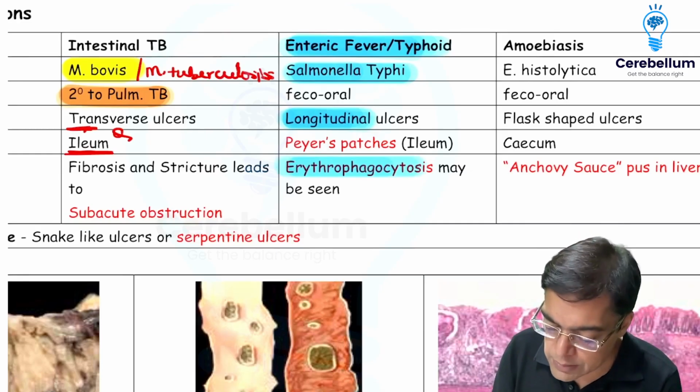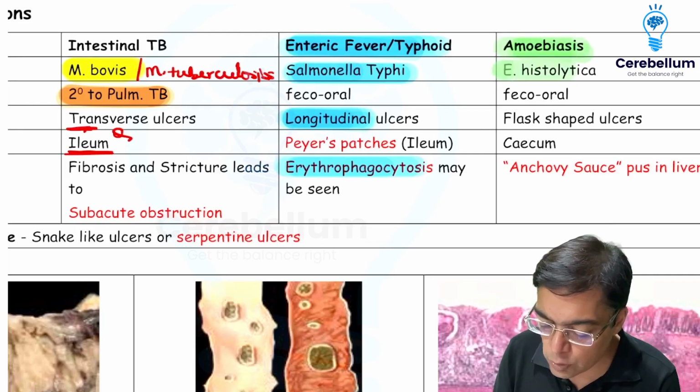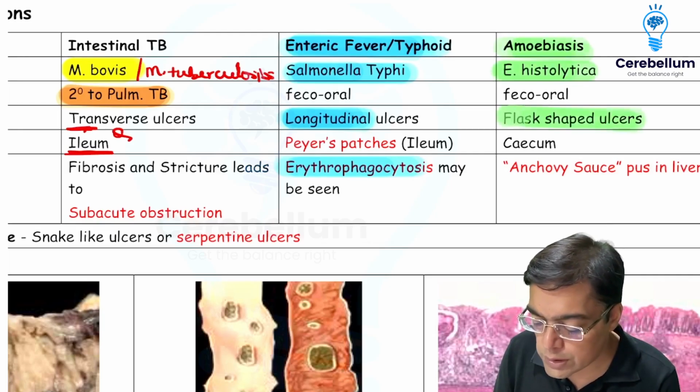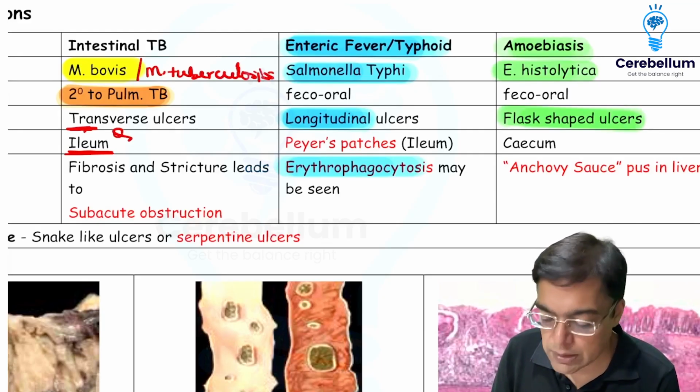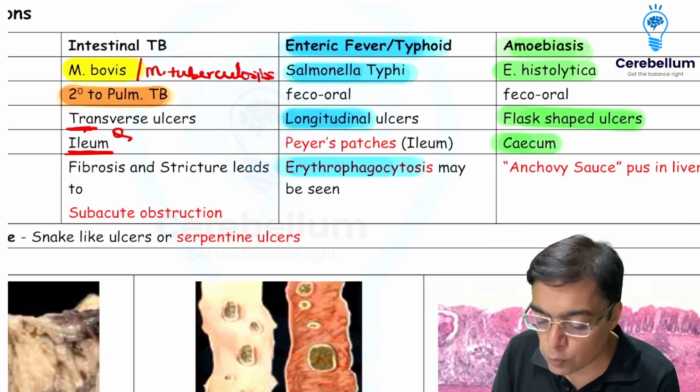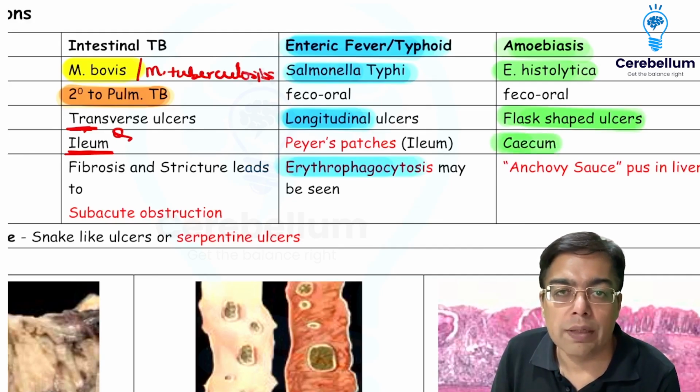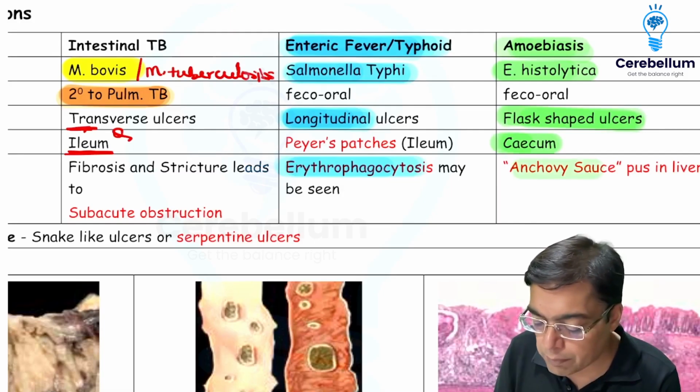Amoebiasis is going to be characterized by fecal transmission of Entamoeba histolytica and is going to cause the development of a flask-shaped ulcer. The patients are going to have the ulcer present in the cecum, and sometimes the trophozoites can move from the gut into the liver, where they can result in development of amoebic liver abscess characterized by anchovy sauce pus in the liver.